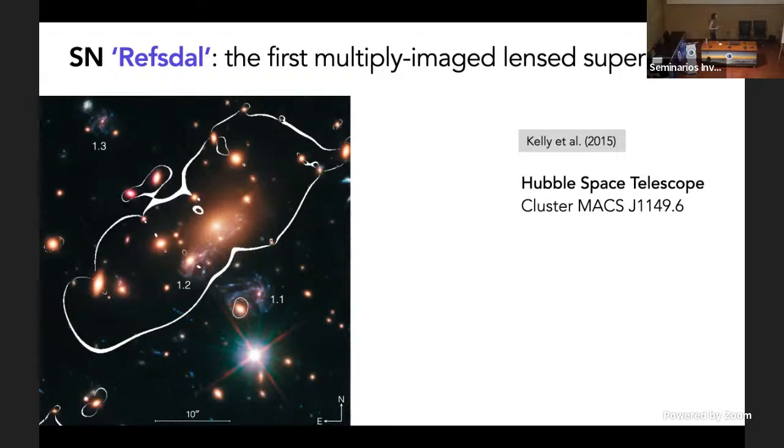And it was discovered in this image from the Hubble Space Telescope of a galaxy cluster. So just to get an idea of the audience, who of you has seen this image before? Raise your hands. Okay, a few, of course, but not everyone. Good. Yeah, there's a lot happening in this image.